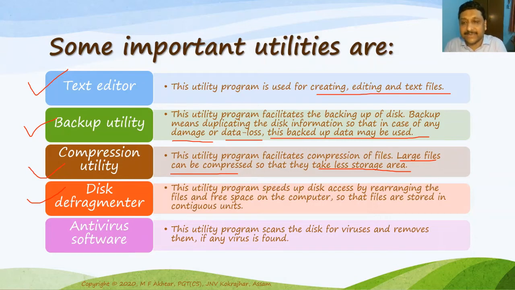This defragmenter software collects those files and saves them at one place, and then the computer becomes faster. See, this utility program speeds up disk access by rearranging the files and free space on the computer, so that files are stored in contiguous units, and it makes the computer faster. Now, antivirus software, we all know about this antivirus software. This utility program scans the disk for viruses and removes them if any virus is found.